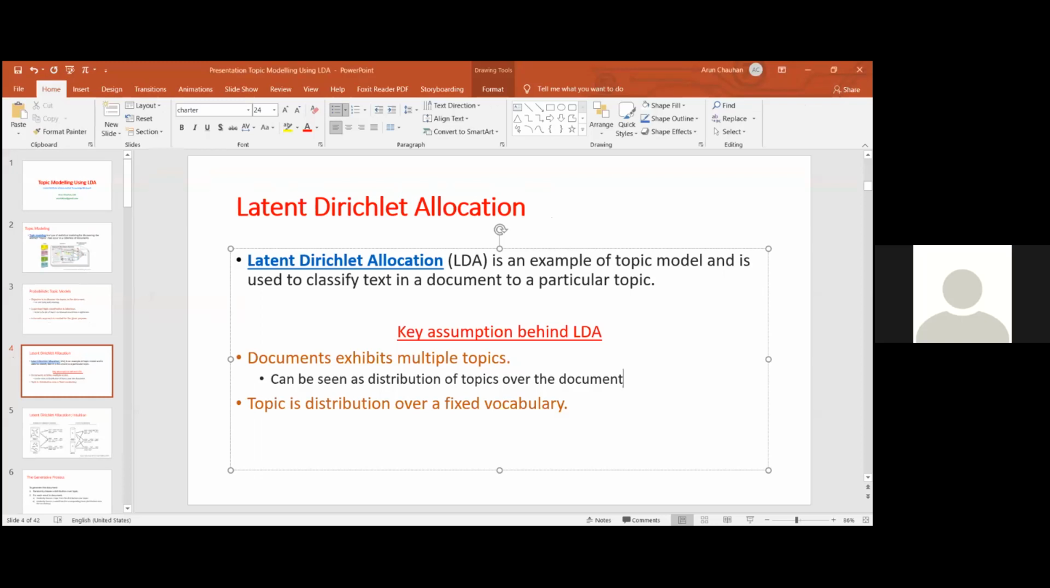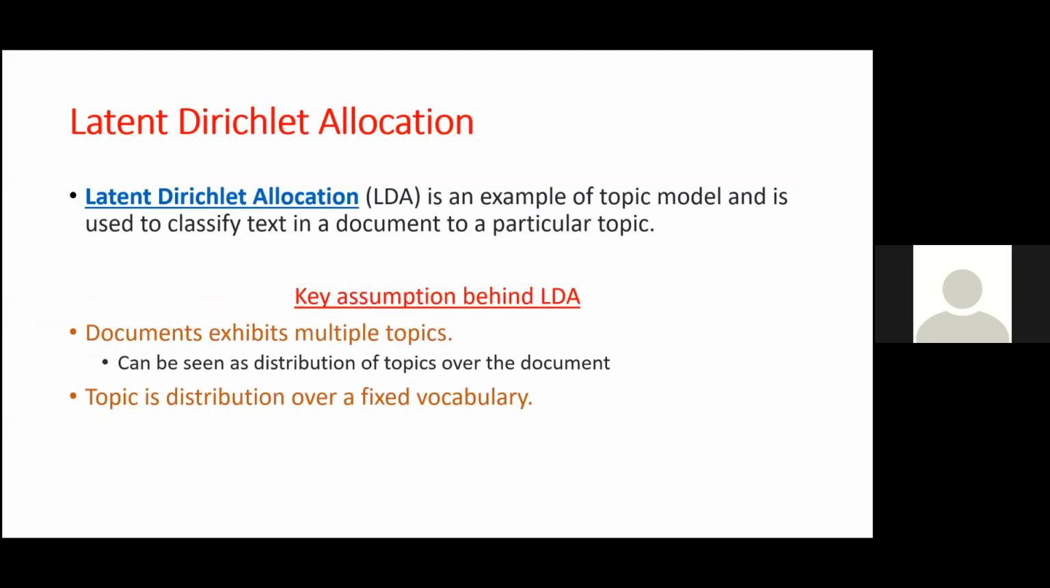For example, the probability of BJP appearing in the topic of Bollywood is less, but BJP under the topic of politics is very high. So you assume that there is a fixed set of vocabulary, and the distribution over this vocabulary will keep on changing as the topic changes.